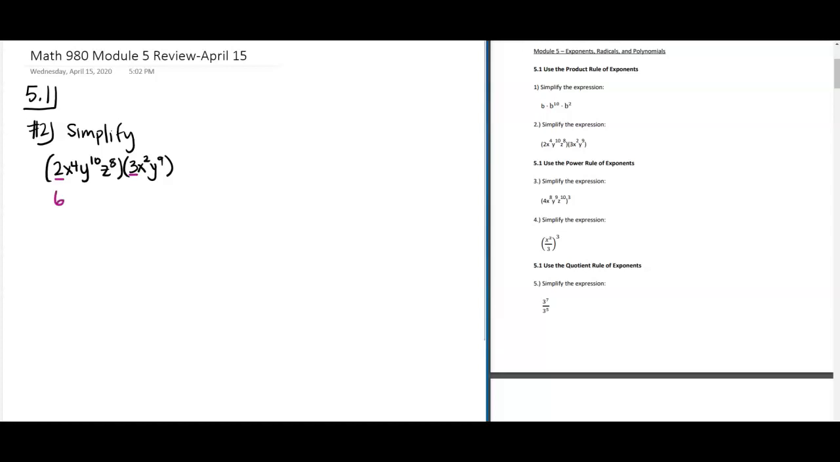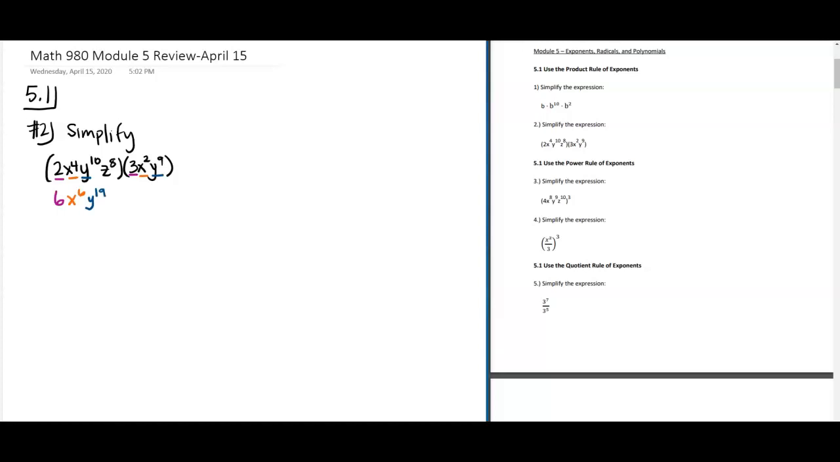And then let's move on to our x. Our x is here, so x to the 4th times x to the 2nd. We're going to add those exponents together, and so that will give us x to the 6th power. Then we'll do our y's. All right, so y to the 10th times y to the 9th. Add those together, we get y to the 19th.